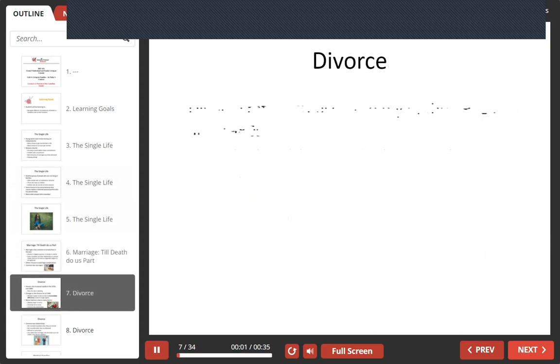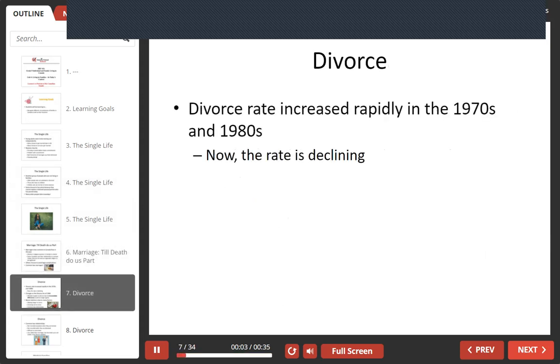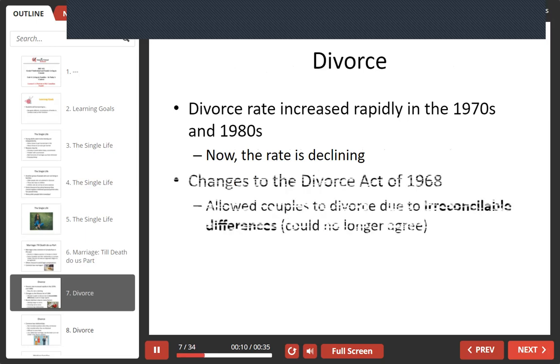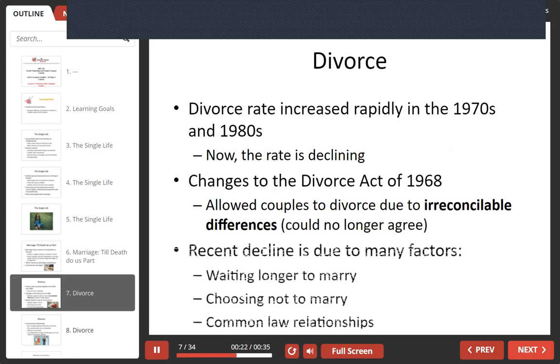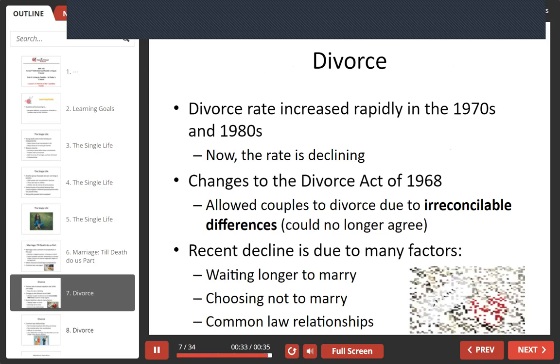Now we're going to look at divorce. Well, the divorce rate increased rapidly in the 1970s and 80s, and now the rate is declining. Why? Because there was a change to the Divorce Act of 1968. This allowed couples to divorce due to irreconcilable differences where they could no longer agree. The recent decline is due to many factors, such as waiting longer to marry, choosing not to marry in the first place, and common law relationships.